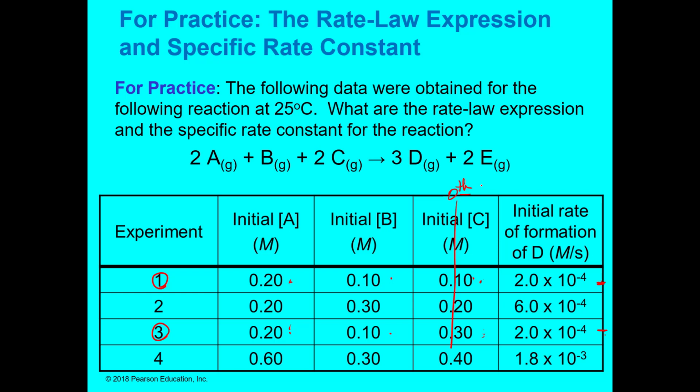So if you can figure that out, and again, I looked at 2 reactions where the rate stayed the same. A stays the same, B stays the same, C changed, but no change to the rate. It stayed at 2 times 10 to the minus 4. Okay? So I don't have to worry about that.